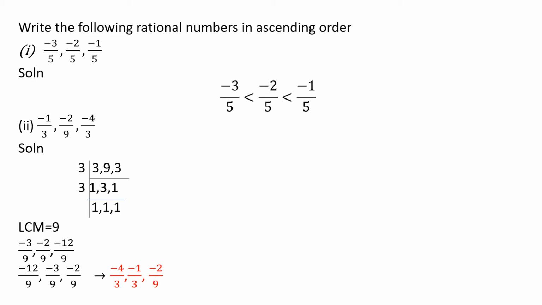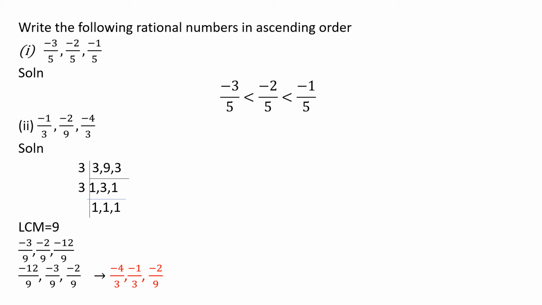Here, write the following rational numbers in ascending order. So ascending order means you will start writing from smaller to bigger. Right? Ascending order means smaller to bigger. So minus 3 by 5, minus 2 by 5, minus 1 by 5. Okay. So in this, which is greater? Minus 3 by 5, minus 2 by 5 and minus 1 by 5.